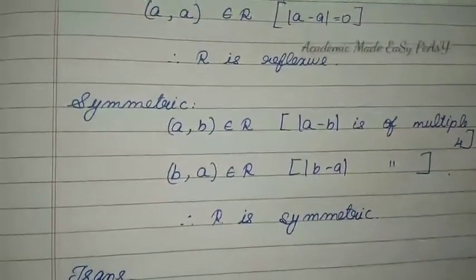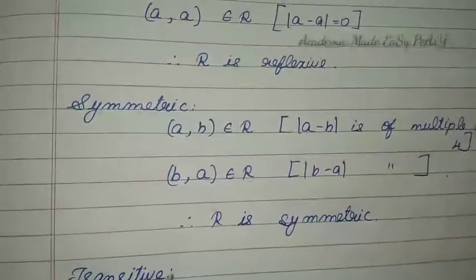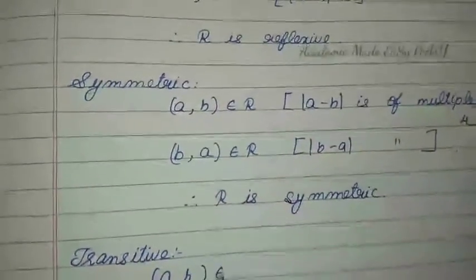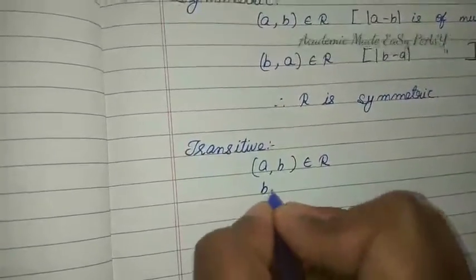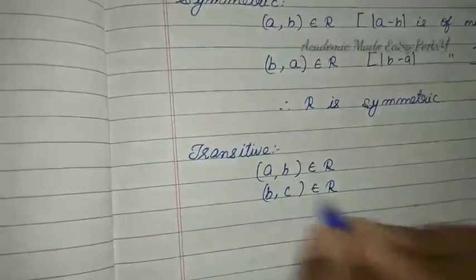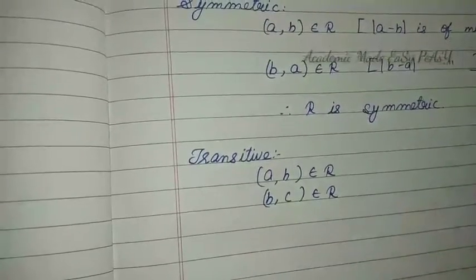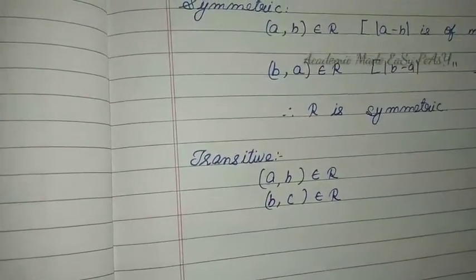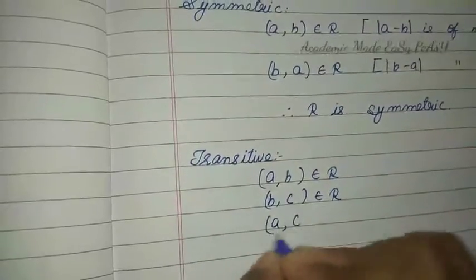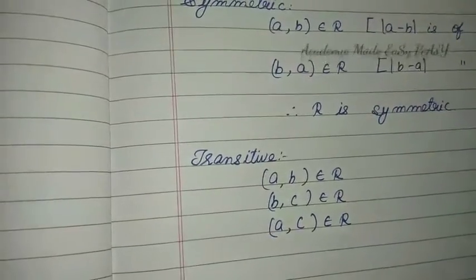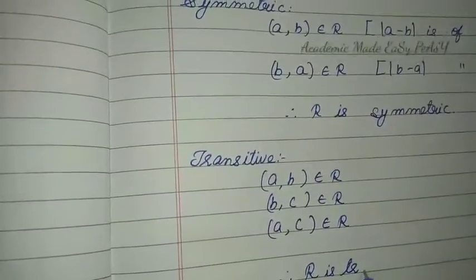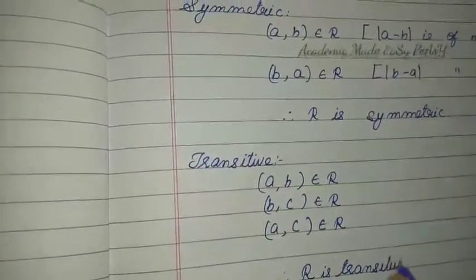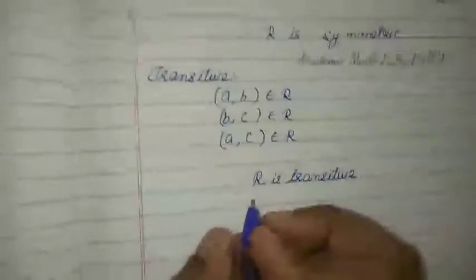Transitive. A comma B belongs to R, then you will write A minus B is a multiple of 4. And B comma C belongs to R, that is modulus B minus C is a multiple of 4. And A comma C also belongs to R because A minus C also is a multiple of 4. Therefore, R is transitive. Hence, it is an equivalence relation.